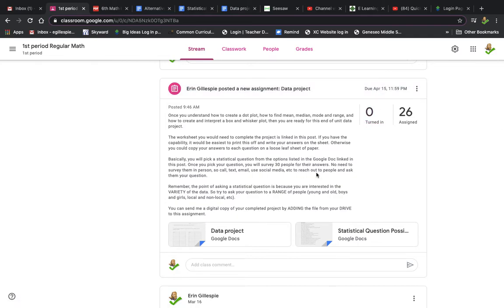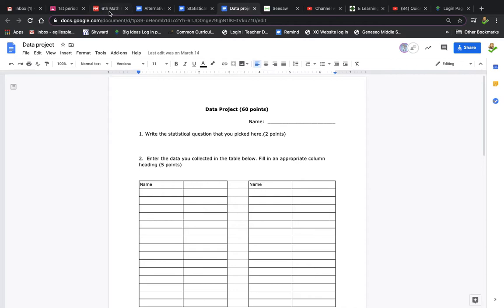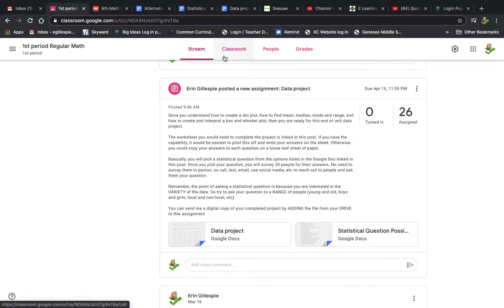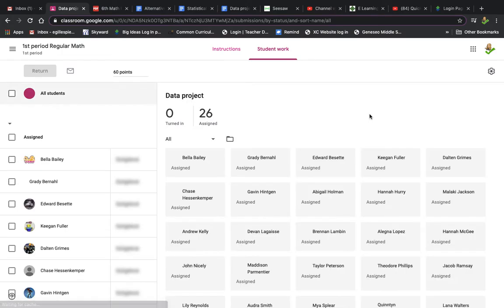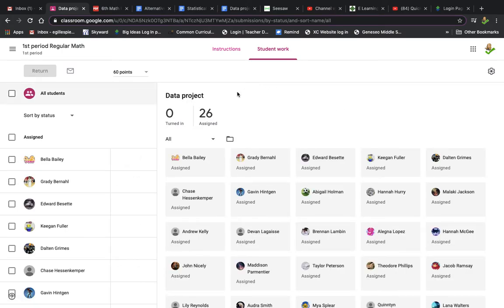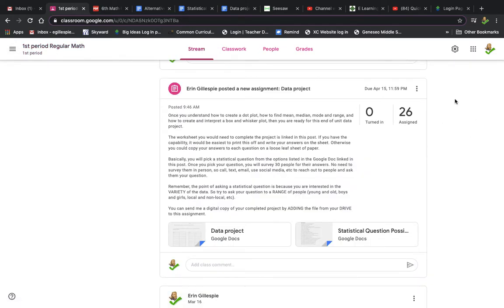And here's the actual data project. So there's that data project, and the statistical questions, this. And I explain the directions again here as well. When you go to turn in, it's going to look different because I'm a teacher versus a kiddo. But remember, when you go to turn in, it will have an option for you to add or create. Click that button. It'll be over here. That's why I'm hovering my cursor over here.